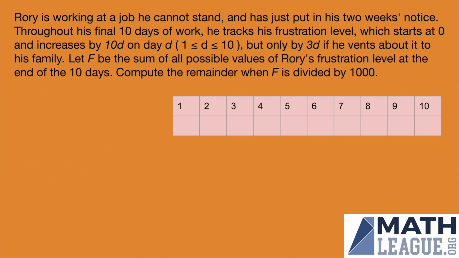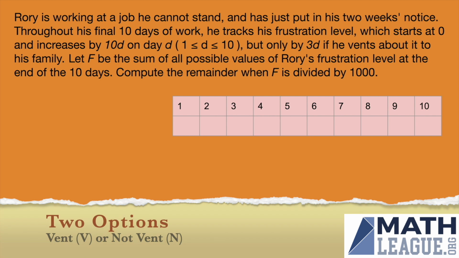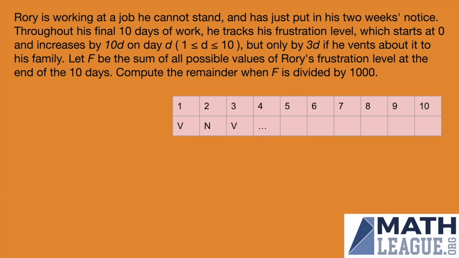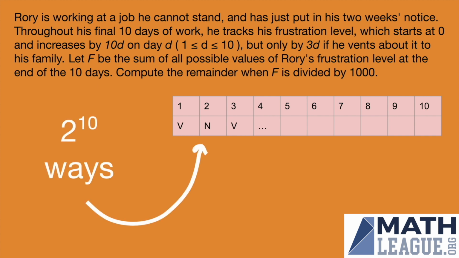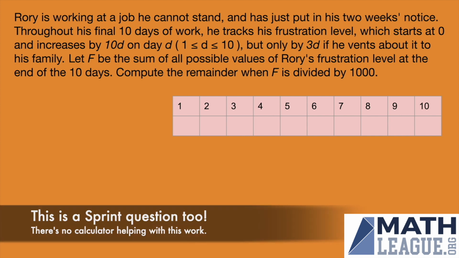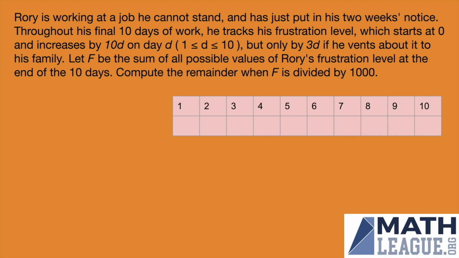So obviously we have a lot of possible values of F, right? Given that we have 10 days and on each day, he can either vent or not vent. So it can be like vent, not vent, vent, and so on for all 10 entries. So it seems like we have a total of 2 to the 10 different combinations of Rory venting or not venting, since there are 10 days. And obviously, you can't add up all of those inputs by hand. So there will have to be another way we can use to solve this problem.